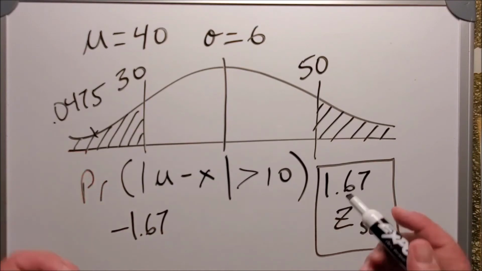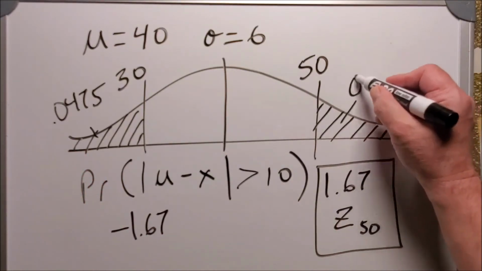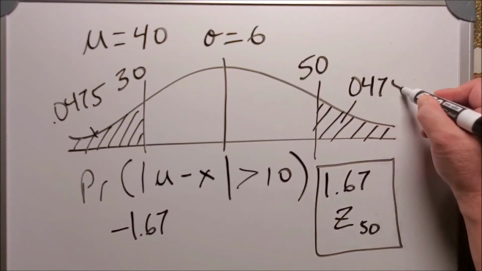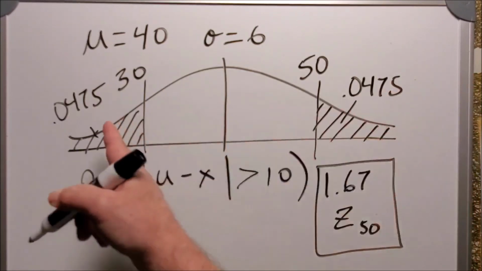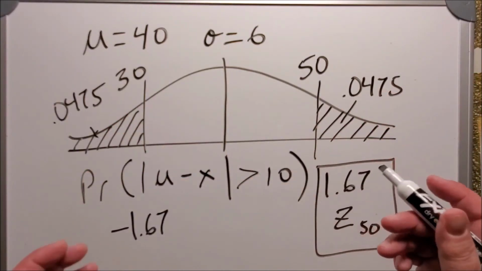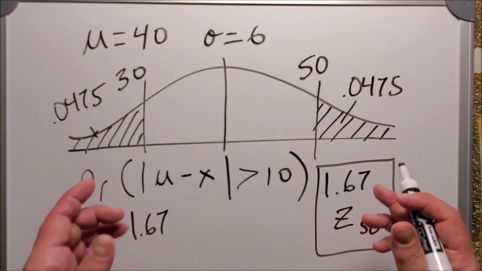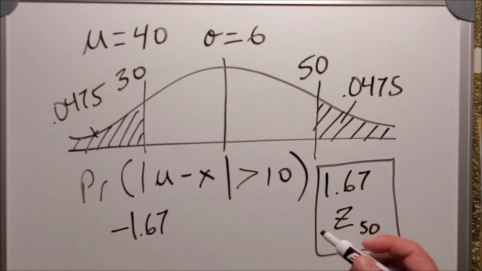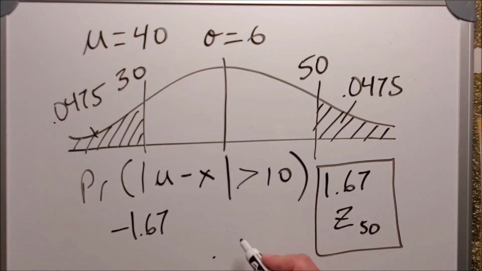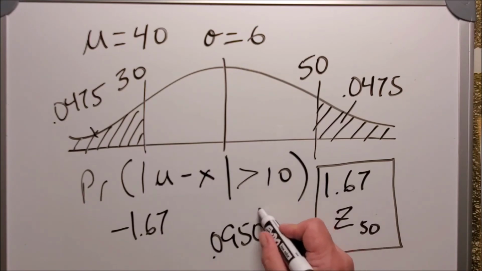So I can just go right ahead and accept that the area in this tail to the right is going to be equal. And that means that to get the answer to this question, we just need to multiply that by 2. That's going to be what? 0.0950, if I'm answering that correctly. And so that's actually the answer.